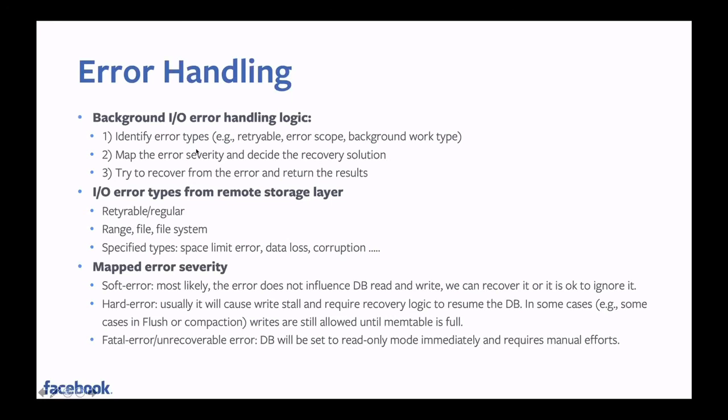For example, some of them can be retried, some of them are just file corruption, some of them might be system corruption. So we identify different error types and have different fine-grained reactions to the errors. And then we will recover them at the RocksDB parts. For example, redo the flush, redo the compaction.